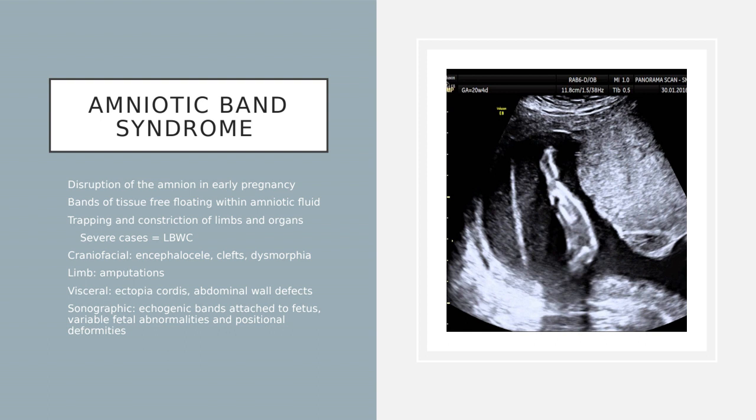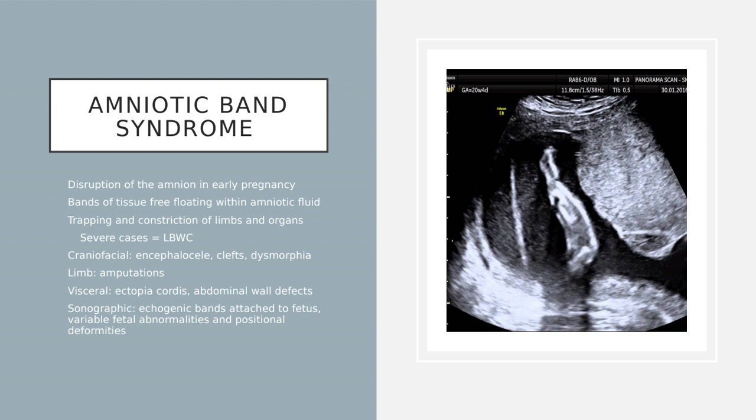It's when the amnion in early pregnancy somehow gets disrupted, and we get these bands of that free-floating amniotic sac floating within the amniotic fluid. So it's basically like that inner sac, that inner lining of the gestation sac popped, and now the bands are kind of just free-floating in there. These bands are super, super sticky, so they can kind of trap and they get stuck on different body parts and they wrap around different body parts and they don't come undone.